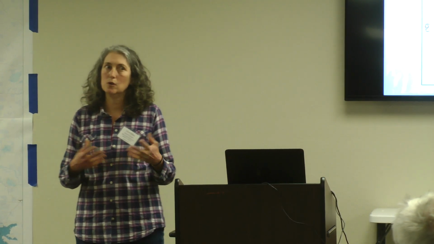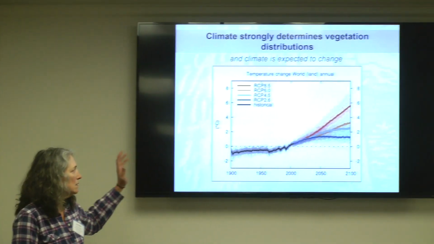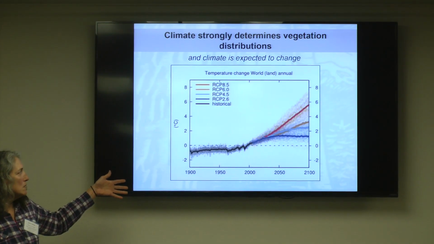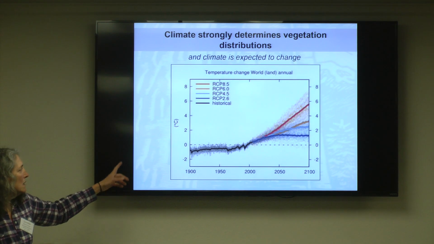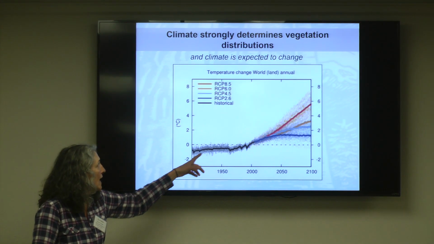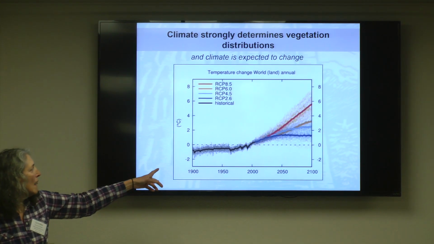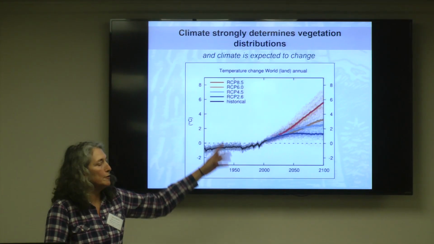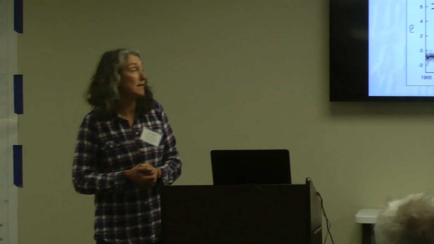And we know that climate's expected to change. So therefore, we should expect vegetation to change. And here are some model results from the IPCC assessment, looking at historical trends in global land temperature, and then 4 different scenarios or potential trajectories that might take place given different emissions and other forcings.